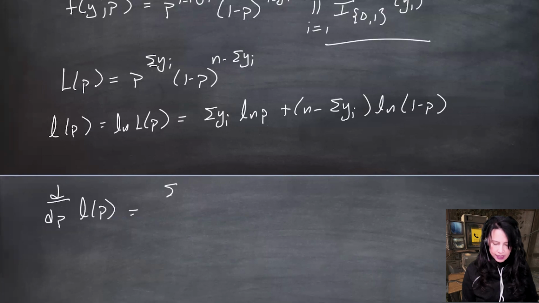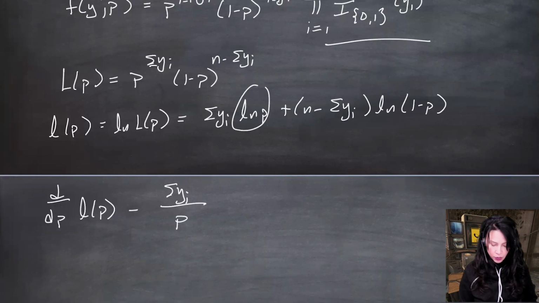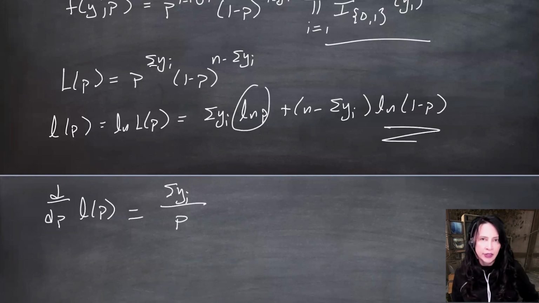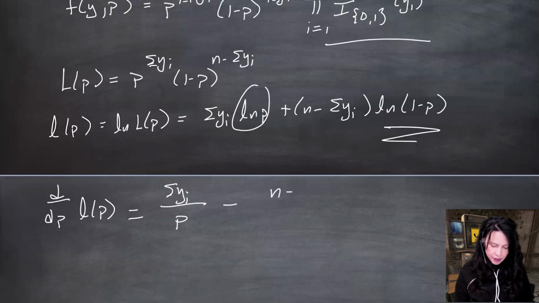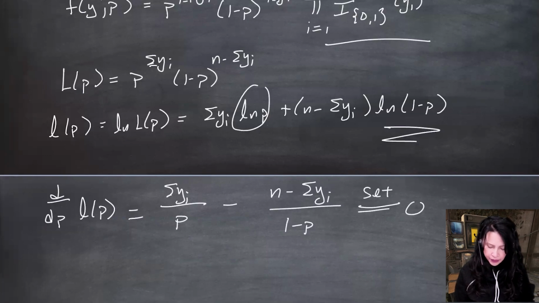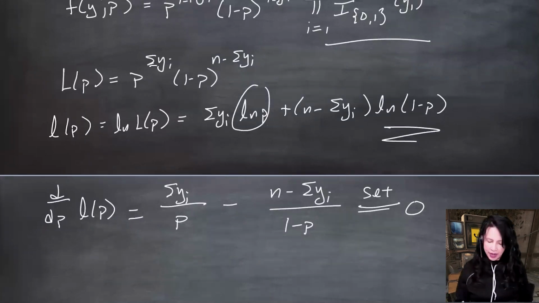I get the sum of the yi's over P. That comes from the derivative of the log of P being 1 over P. And the derivative of the log of 1 minus P is the derivative of the inside, which is negative 1, over 1 minus P. So we end up with a negative N minus the sum of the y's over 1 minus P. And we want to set that equal to 0.